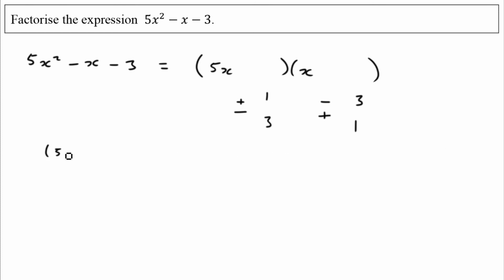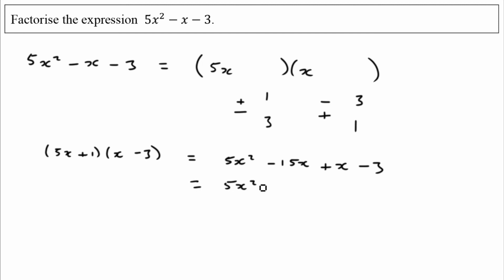For example, if we have 5x plus 1 and x subtract 3, then when we expand that, we get 5x times x, which is 5x squared. We would then have 5x times negative 3, subtract 15x, plus an x, subtract 3. Well, we have got our 5x squared on the beginning. Unfortunately, we've now got negative 14x, subtract 3, so that has not worked. And you can try all of the other possibilities. None of them are going to work. The simple fact is, not all quadratic expressions will factorize using integers.